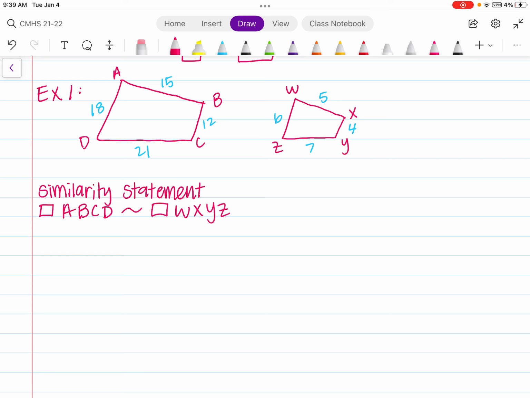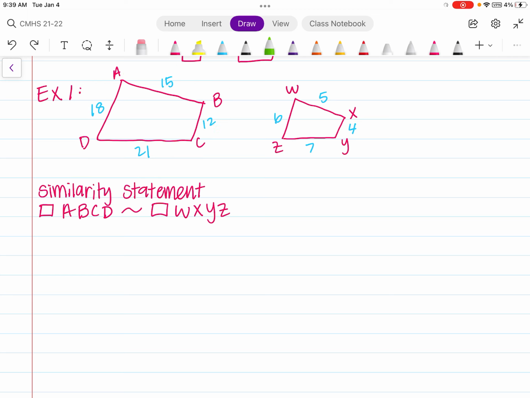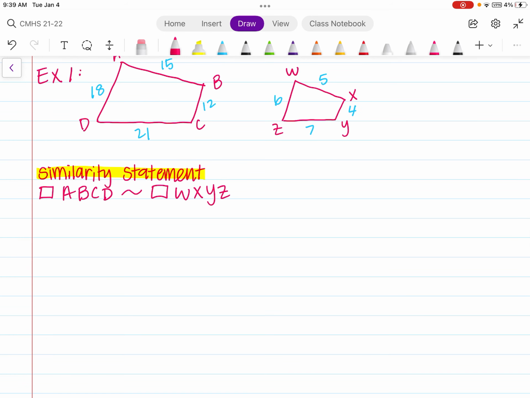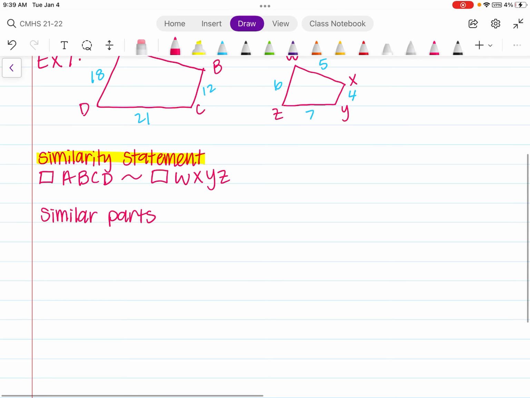Same thing. Remember how I talk about you start at one point and you go around in a circle? Same thing here. Start over here, go around in a circle. Okay, that's a similarity statement. I'll highlight that because that's kind of a vocab word. But you can also talk about similar parts. Similar parts. So this is kind of how we break it down.